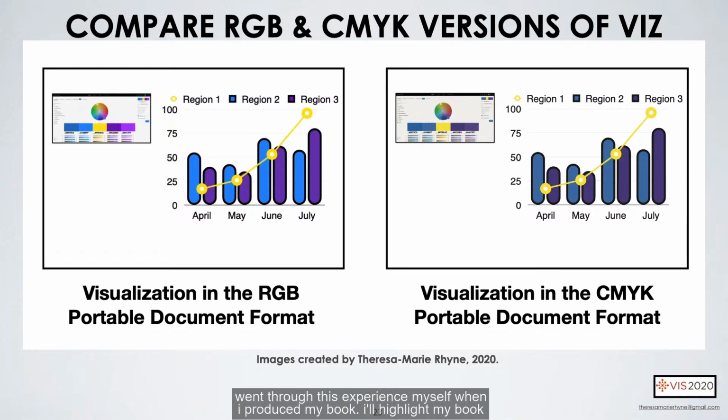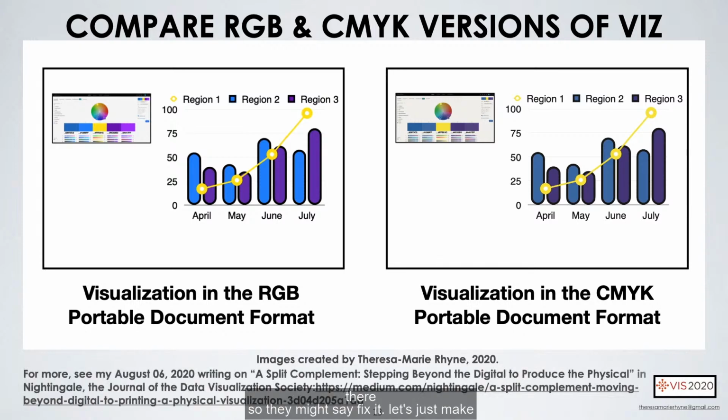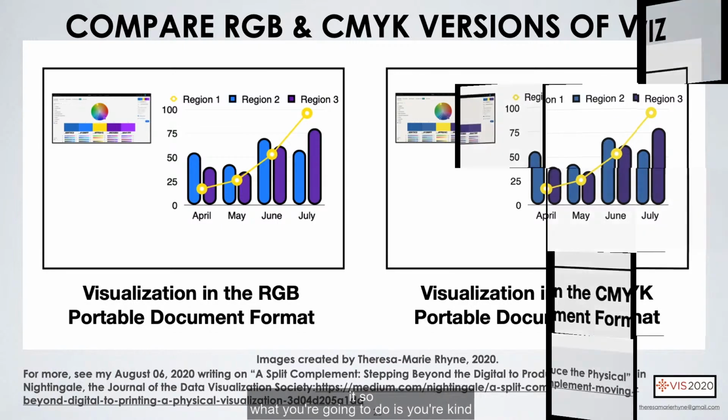Now, I went through this experience myself when I produced my book. I'll highlight my book a little bit later in this lecture, but when I produced my book, I had to look at the colors that I originally had on the screen and see what it was going to look like in my book, and this is a particular example. Now, if you're doing this big annual report, your bosses might not love the fact that you just got some really dull colors there. So they might say, fix it. Let's just make it real simple, fix it. And you say back, it's going to cost you. They say, tell me how much it's going to cost, but fix it.